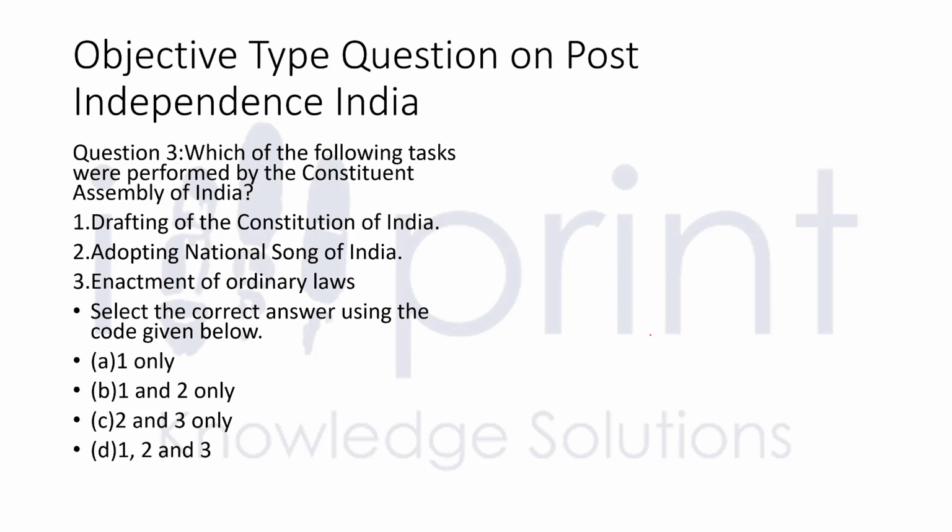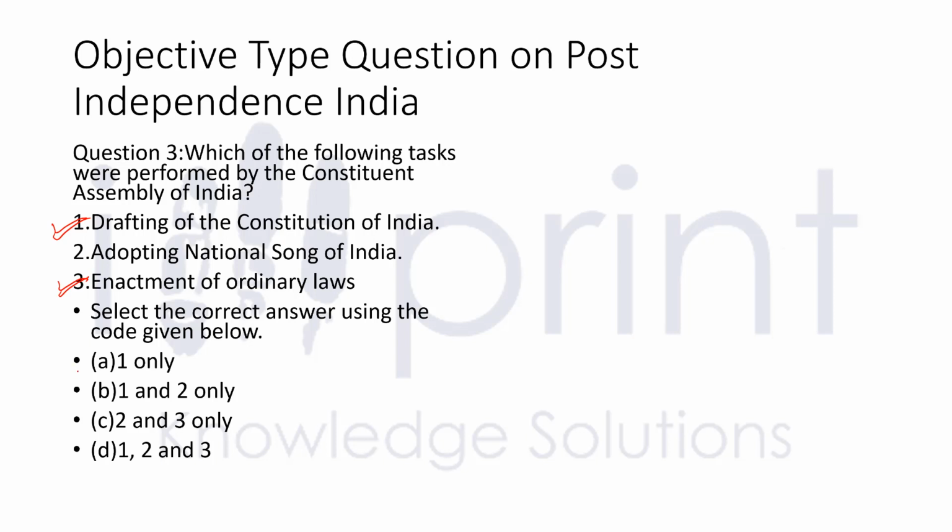Now, obviously, the first choice is very simple: drafting of the Constitution of India, definitely true. Number 2, adopting the National Song of India. You might not know whether this happened or not. Enactment of ordinary law. This also we know because once the partition of India was adopted on 3rd of June, the Mountbatten Plan, actually it doubled up as a parliament as well, right? So definitely 1 and 3 are correct.